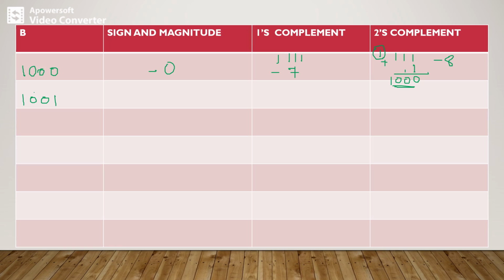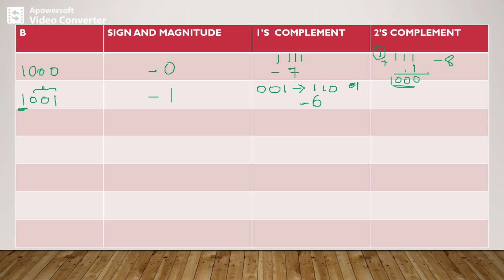If I take just the magnitude, that is 1, and since the sign is negative, I'll take it as minus 1. Now I'll take the magnitude, that is 0, 0, 1. I'll complement each bit: 1, 1, 0. That means 6, and the sign of the number is not considered while complementing. So that is minus 6.